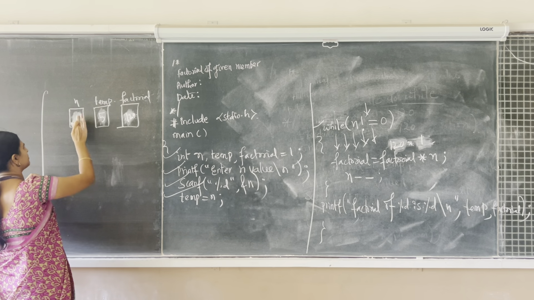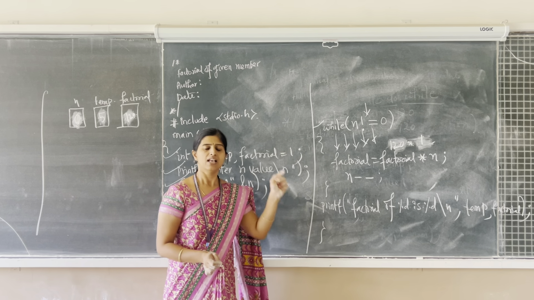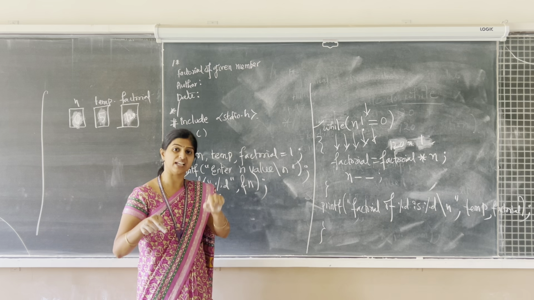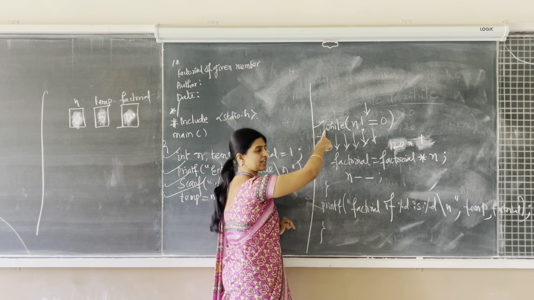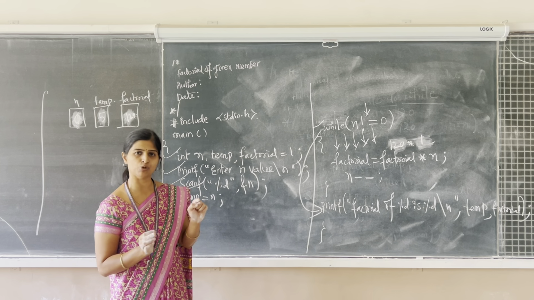Decrement the value of n by 1, that is 0. Now come over to the test condition. Is 0 not equal to 0? It is equal to 0. So the test condition fails over here. It comes to whatever follows after the while loop body.